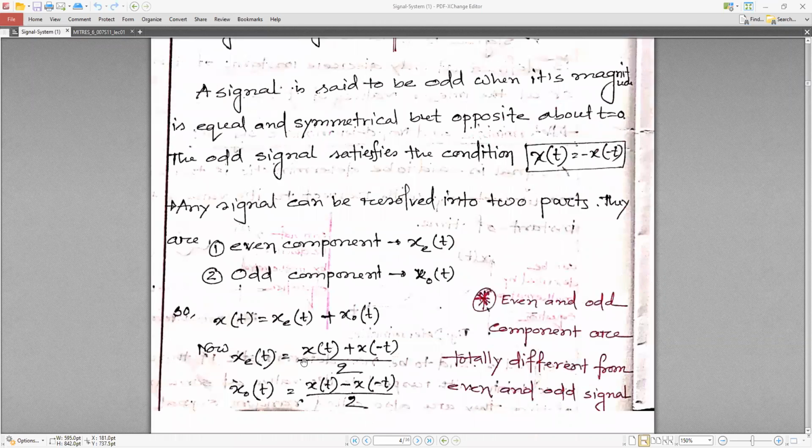Any signal can be resolved into two parts: the even component xe(t) and the odd component xo(t). Even and odd components are totally different from even and odd signals. They are not the same thing. If a signal is x(t), we can break it into two parts, xe(t) and xo(t). xe means even, xo means odd. Now xe(t) = (x(t) + x(-t))/2, and xo(t) = (x(t) - x(-t))/2. These are the formulas for the even component and odd component.